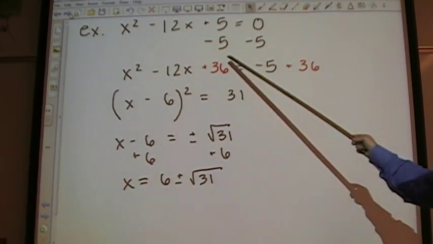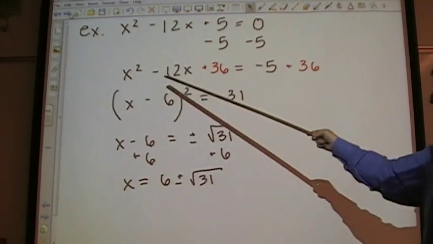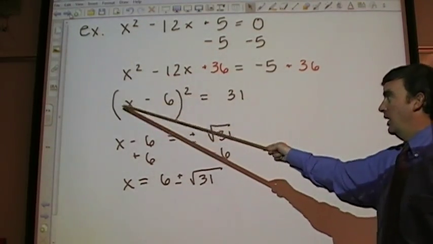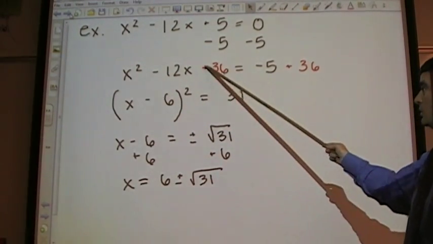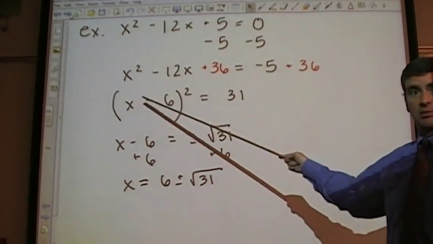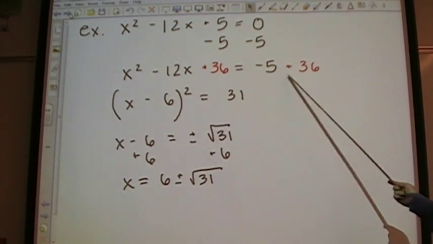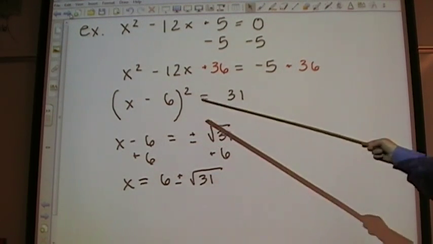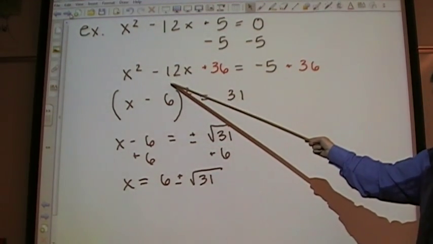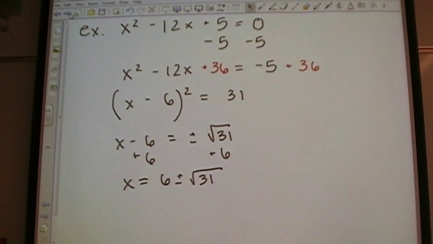Then all I do is factor the left side. It's a perfect square trinomial. It's x minus, since this is minus, this has to be minus, and the square root of 36 is 6. So x minus 6 squared equals 31. Could you have plugged in any perfect square? No. It has to be b divided by 2, squared. -12 divided by 2 is -6. -6 squared is 36.